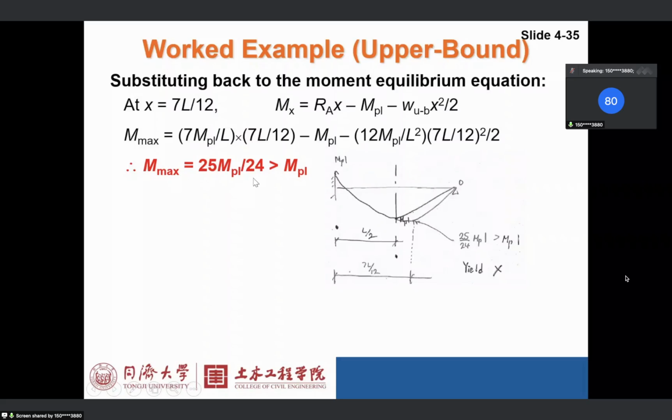But anyway, we get M max, which is larger than MPL, right? So you can see that the yield condition is not satisfied. So the upper bound solution, 12 MPL over L squared, is the upper bound solution. And how about the lower bound solution?